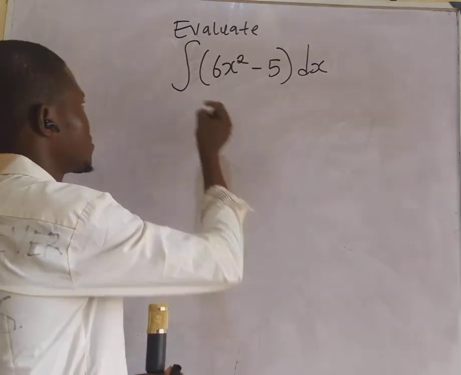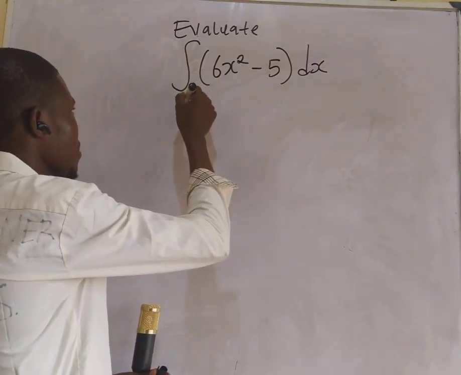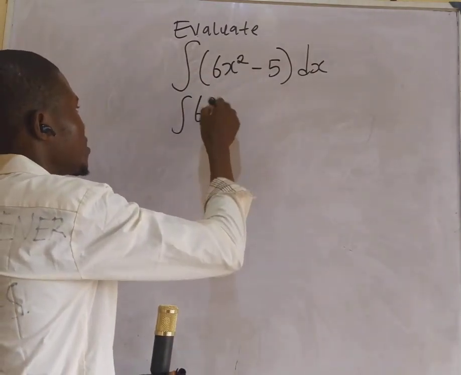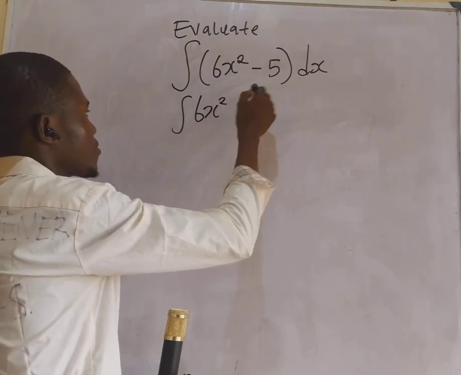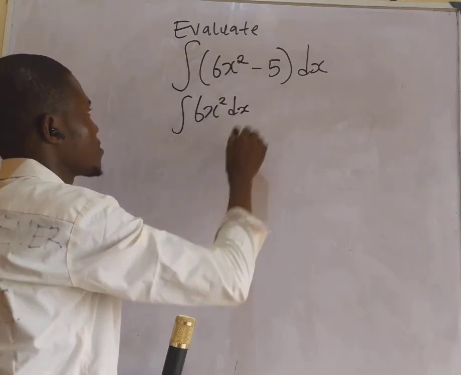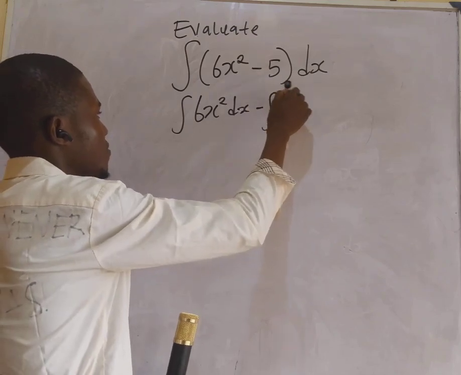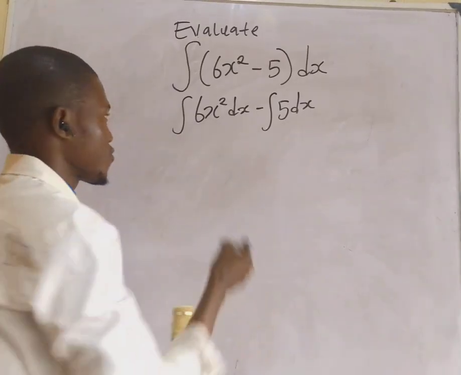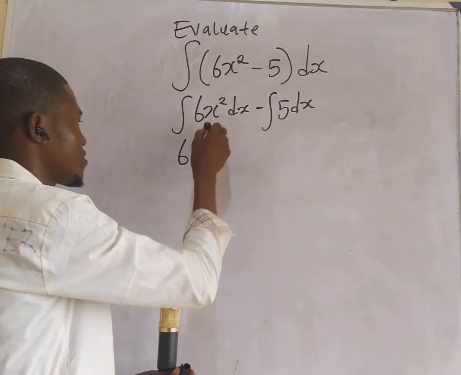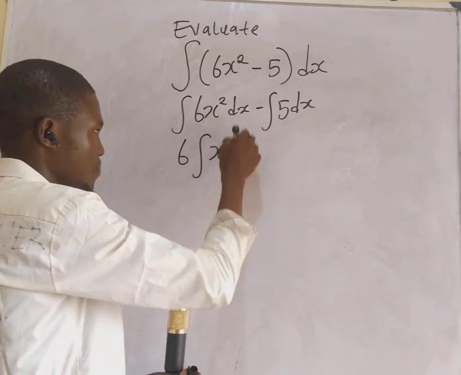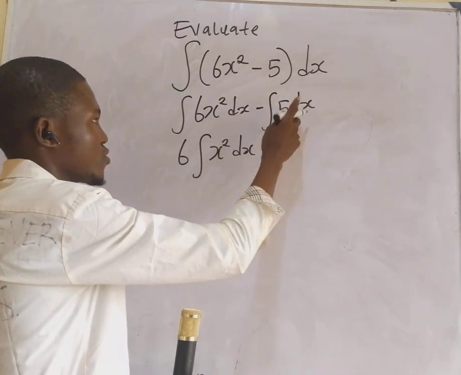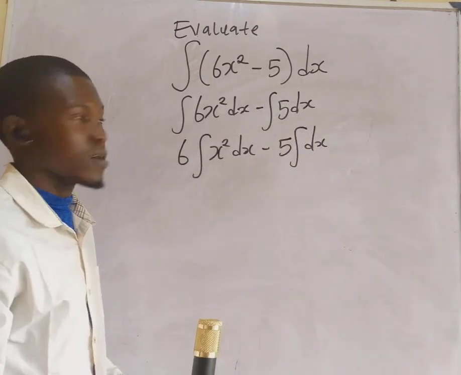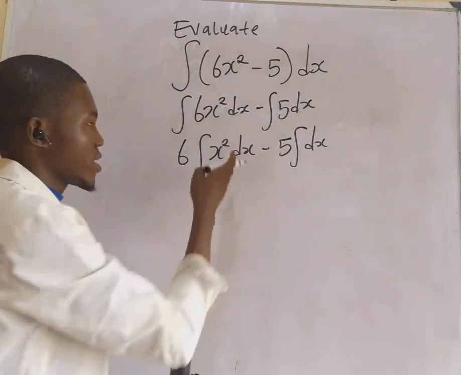So this will give us the integral of, you can take the integral of each term. We have the integral of 6x squared dx minus the integral of 5 dx. You can actually remove the constant terms. The constant term here is 6, so we have 6 times the integral of x squared dx minus, the constant here is 5, times the integral of dx. And that's just it. The next thing is we can now integrate.